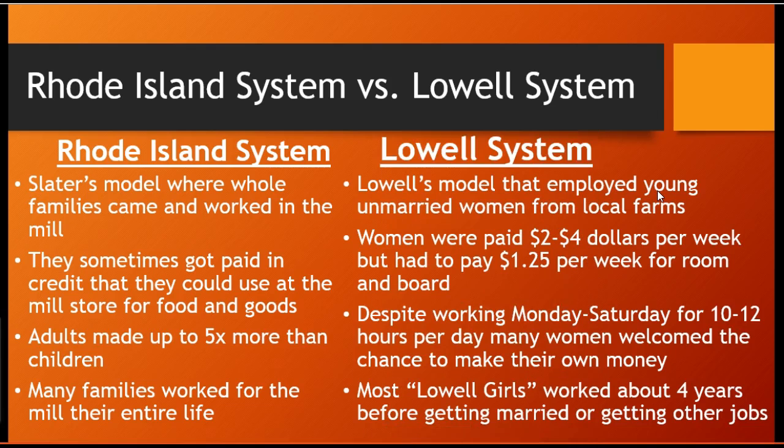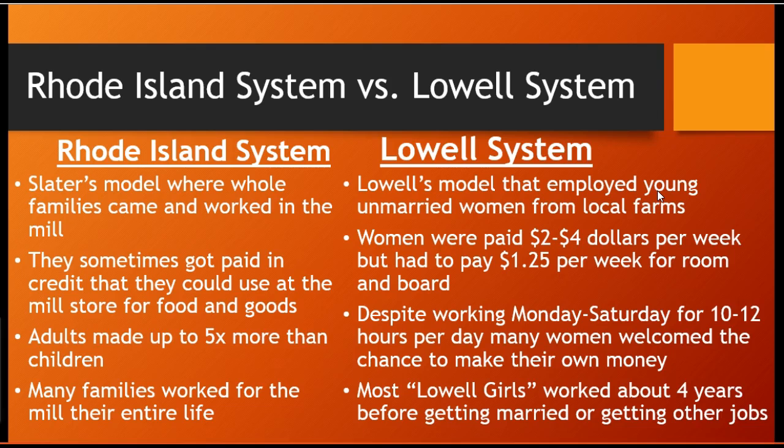The Lowell system was a little different. The Lowell system actually was a lot different. The Lowell system decided to target young unmarried women from local farms and local communities. And so they would put out newspaper advertisements for young women who had not become married yet and who were still living with their parents on the family farm or the family business to come and work at the Lowell mills. And what they would do is they would pay women $2 to $4 per week.